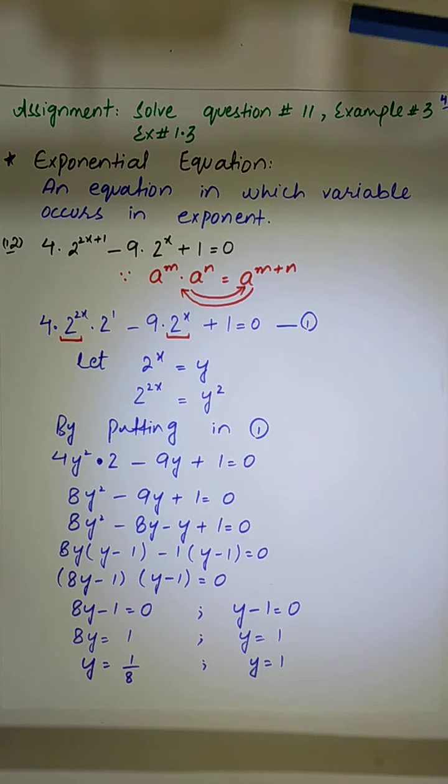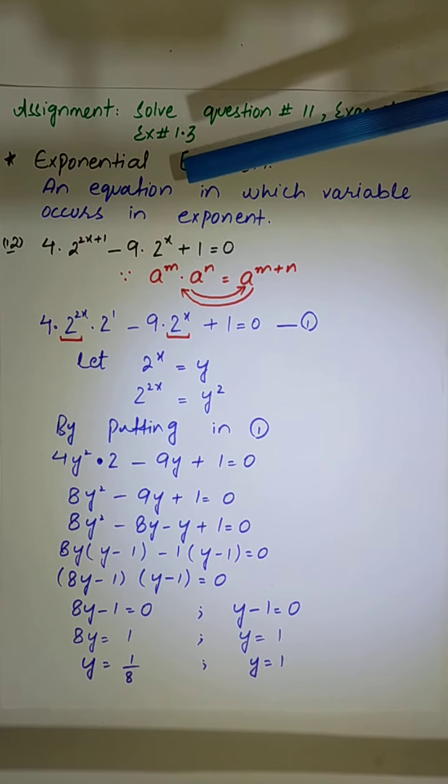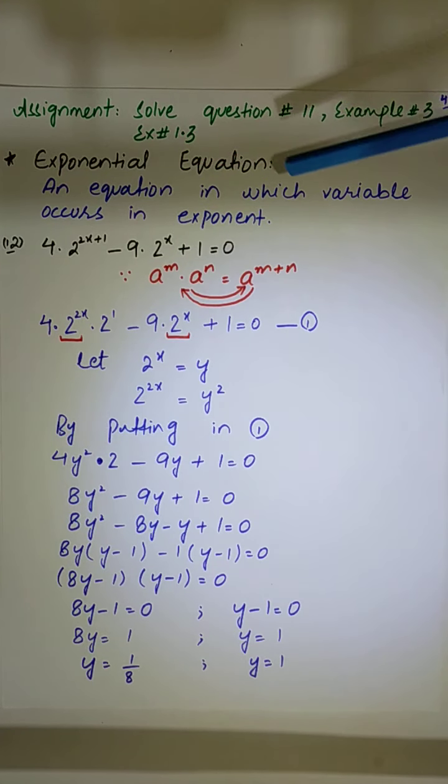This is very easy. First we will see the definition. An equation in which the variable occurs in the exponent. Exponent means power. Exponential equation means an equation in which the variable occurs in the exponent. That variable is not just given as a single variable. The variable is in the power, in the exponent.